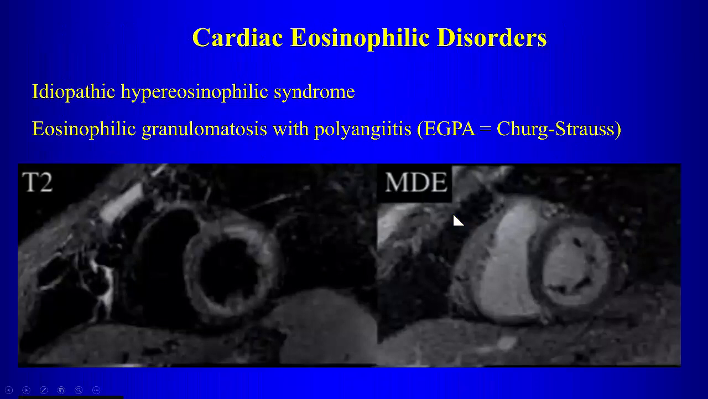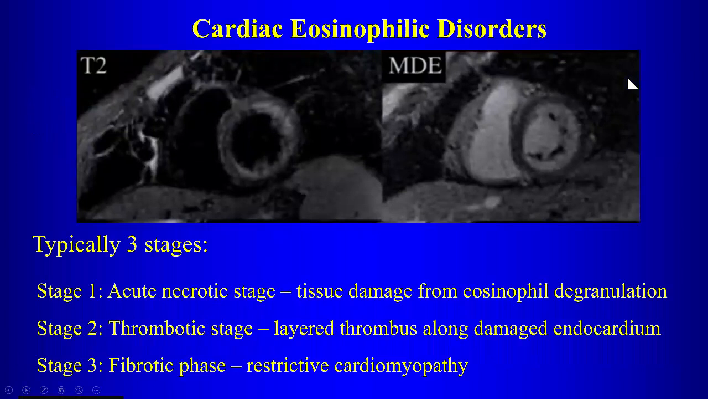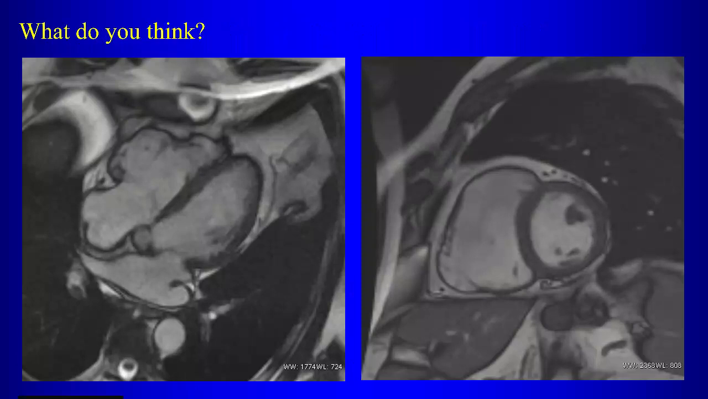And so what can happen here is we'll have high signal on T2. You can have thrombus that forms within the ventricle, and of course, that's going to be a little bit easier to see on delayed enhancement because the thrombus is not going to enhance. Okay. So there's an acute necrotic stage where you have tissue damage, a thrombotic stage where you develop layered thrombus, and a fibrotic stage which occurs later on. The patients can develop restrictive cardiomyopathy. So the take-home message: mural thrombi, subendocardial enhancement, especially if it involves both ventricles, think about eosinophilic disorders involving the heart, Loeffler's endocarditis.